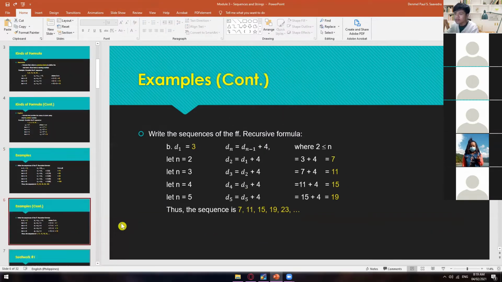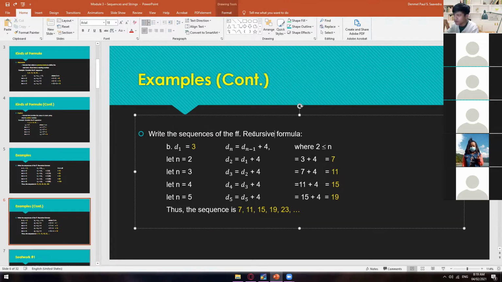All right. Next, we have another recursive formula, wherein our first term is 3, and then here's the formula. Just keep on adding 4. So 3 plus 4 is 7, plus 4 again is 11, plus 4 is 15, and then plus 4 is 19. And so on and so forth. Just keep on doing that and you will get all of the possible terms for this sequence. So 7, 11, 15, 19, 23.